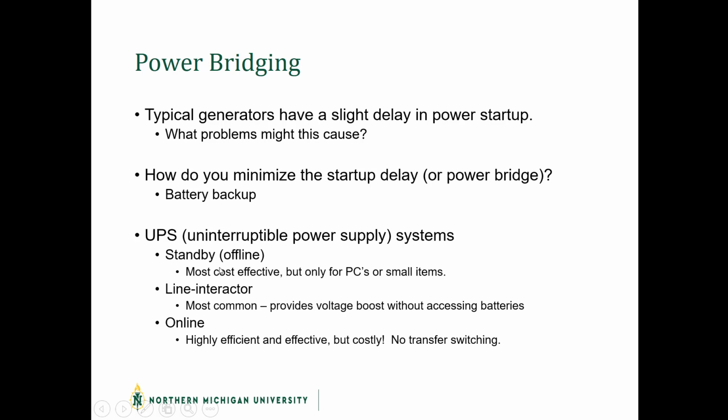They can operate in a lot of different ways. You have a standby, you have line interceptors, or you have online ones. Further we get down the list, the more efficient they get, the more costly they get. So standby is pretty typical. Line interceptors are the most common though. They provide that voltage boost without accessing any kind of batteries, and they are pretty immediate. So you'll see that quite often in your projects when you have any kind of power bridging needs.